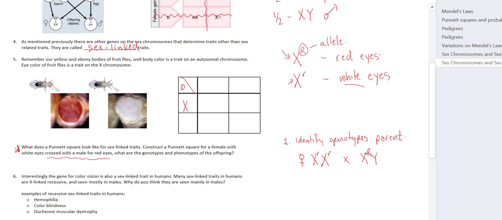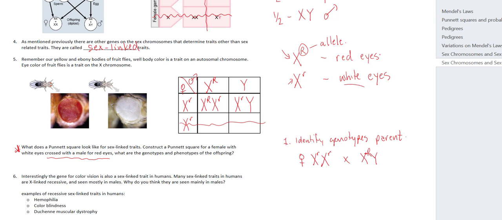If we put the female on the left-hand side, male across the top, we'd have X little r, and we could do the bottom row, but again, there's no need to repeat if the gametes are the exact same. Whereas with the male, we have an X with a big R, and we have a Y. So our possible offspring become big X with a big R, big X with a little r, and big X with a little r and Y. And so what are the genotypes and phenotypes of the offspring?